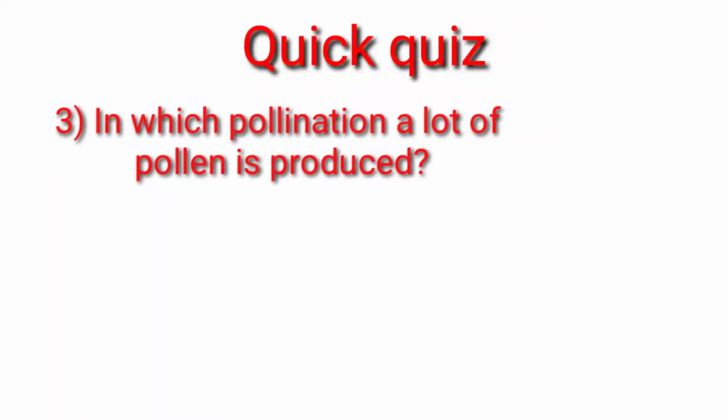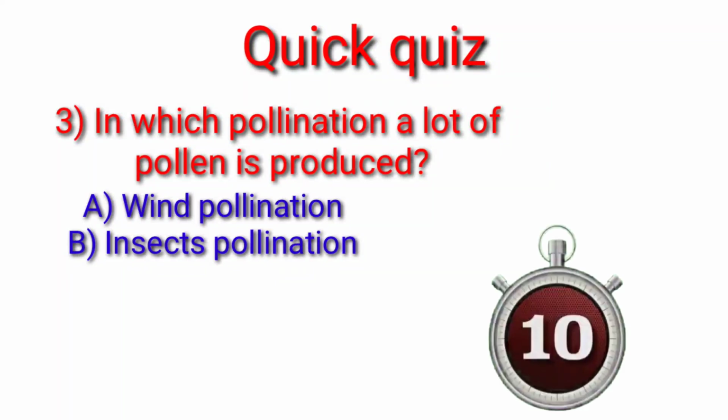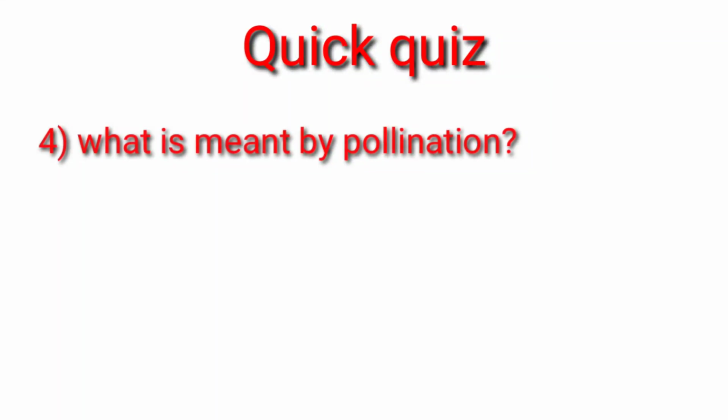Question number 3. In which pollination a lot of pollen is produced? Option A, wind pollination. Option B, insect pollination. The answer is A.